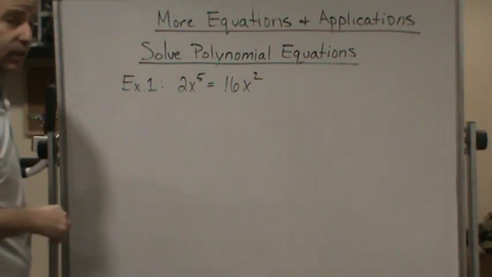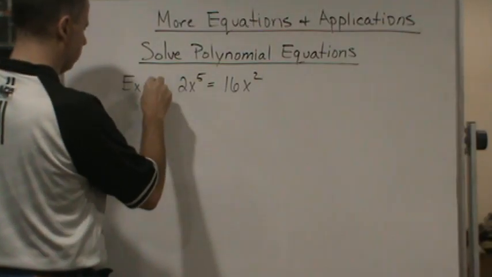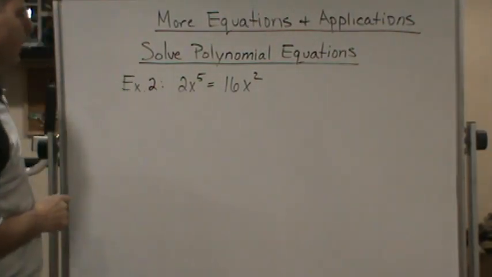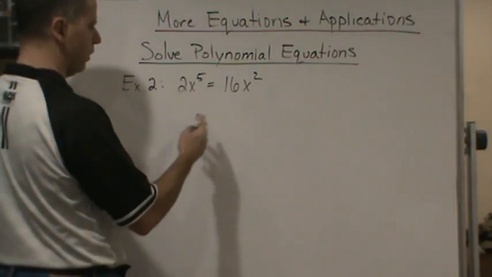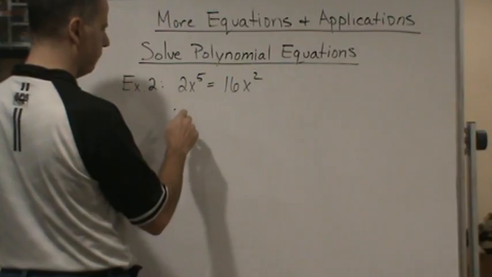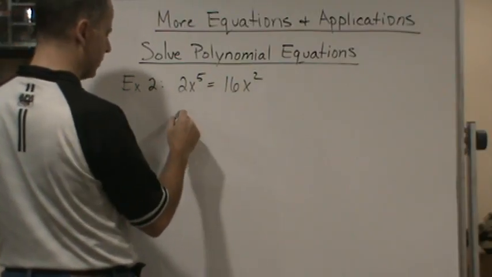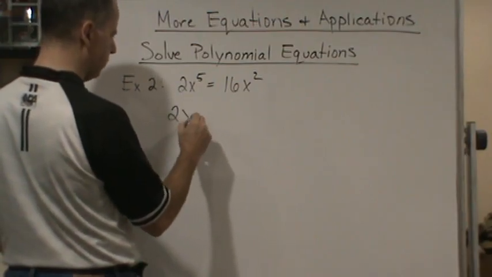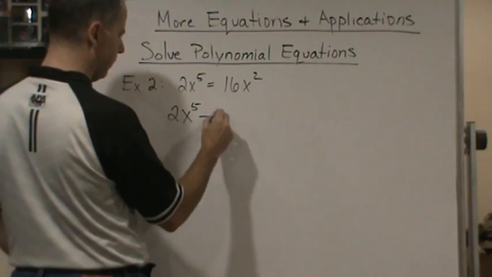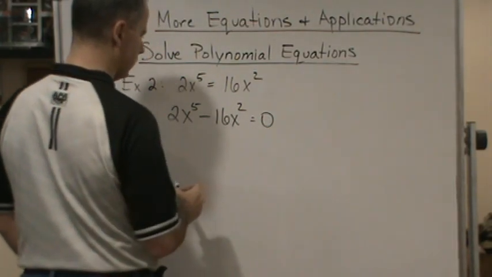All right, let's take a look at this example. Oh, this is example 2. Okay. So again, we've got this equation here, so we're going to solve it. We're going to move everything to one side and set it equal to 0. So I'm going to subtract 16x squared from both sides. That's going to give me 2x to the 5th minus 16x squared is equal to 0.